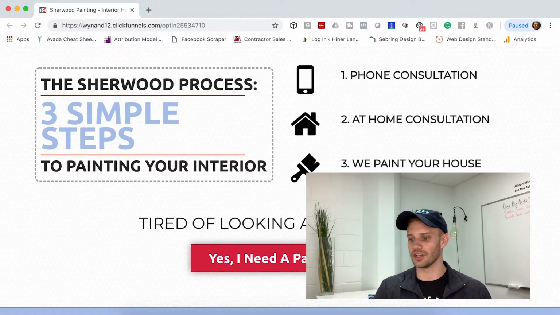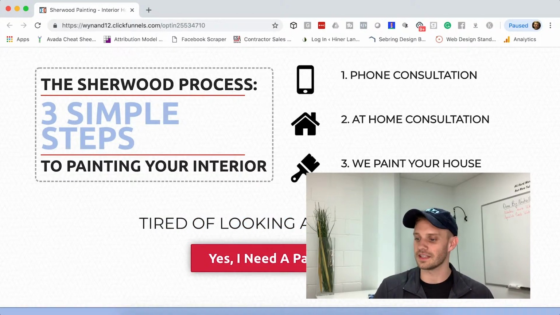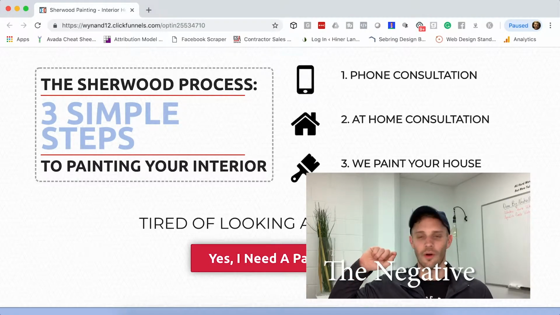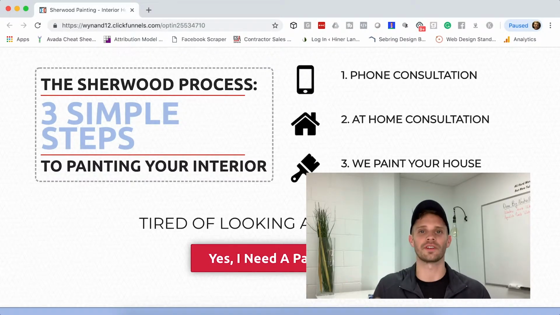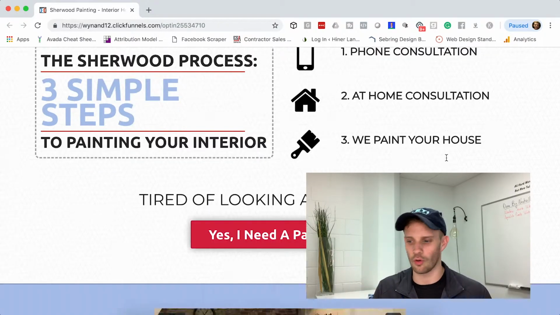Tired of looking at an old paint job? Tired of looking at old paint? Yes, I need a paint job. What this does here, this gives them a negative, okay? How many more times are you gonna look at those chips on the wall? Things like that, because it's a sales tool, it's a sales tactic, and going negative makes you think. Let's say I'm trying to sell you marketing. Above one of these buttons, I'm gonna say, how many leads are you missing out on by not taking action? And it makes you think. So that's the goal here.